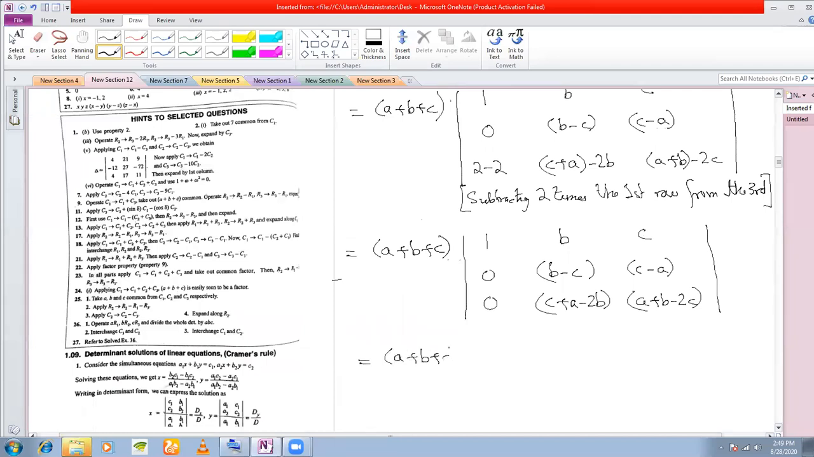It will be a plus b plus c, position plus, times the minor: b minus c, c minus a, c plus a minus 2b, a plus b minus 2c.